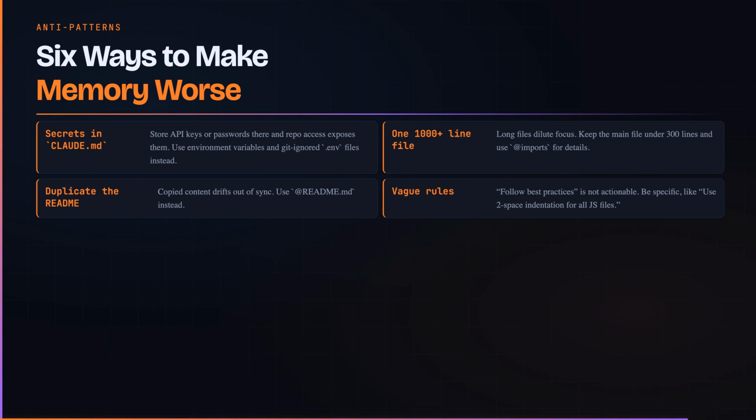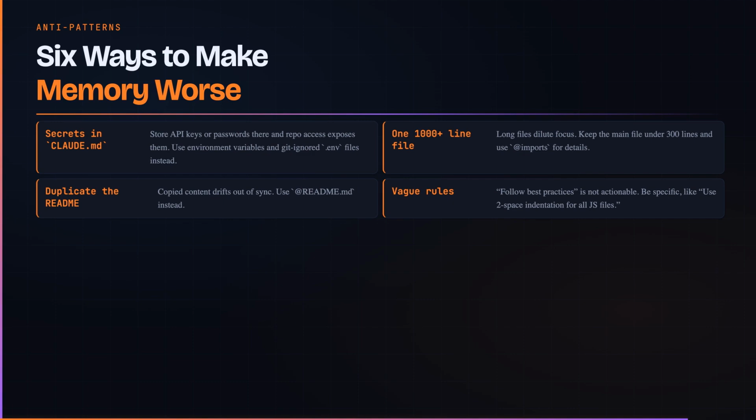Second, do not write one giant handbook. A 1,000-line CLAUDE.md dilutes focus. Shorter files work better. Keep the main file under 300 lines and use imports when the deeper detail already exists somewhere else. Third, do not duplicate the README inside CLAUDE.md. Copies drift out of sync. The right move is to import @README.md. One source of truth stays accurate longer than two similar files edited in different places.